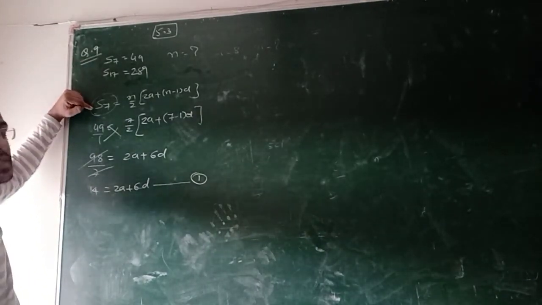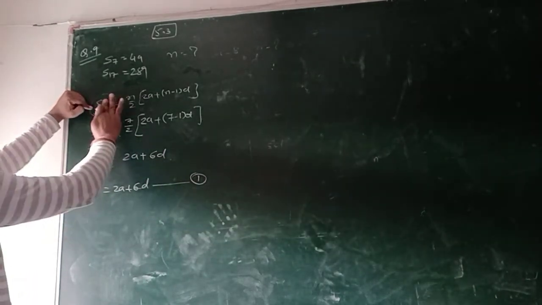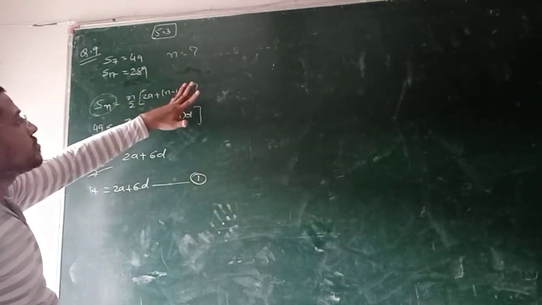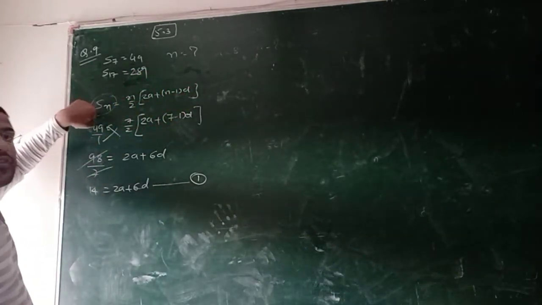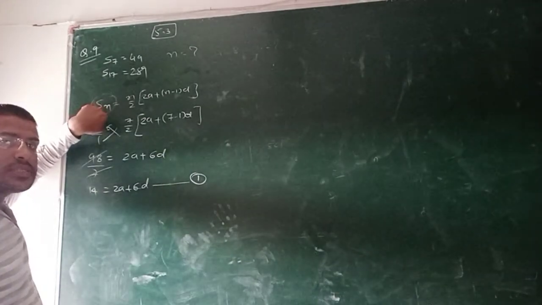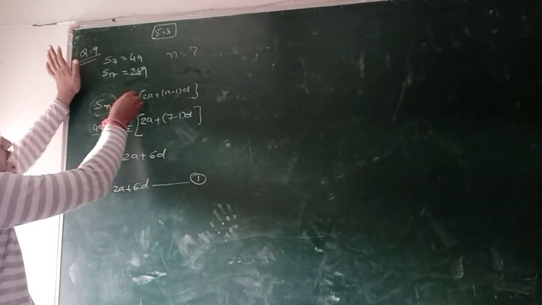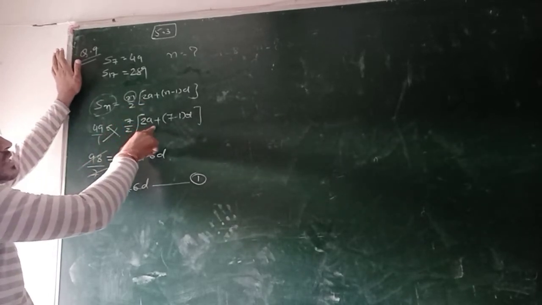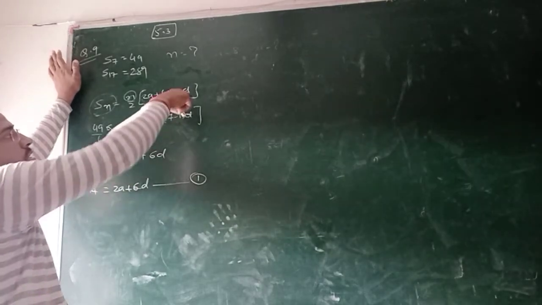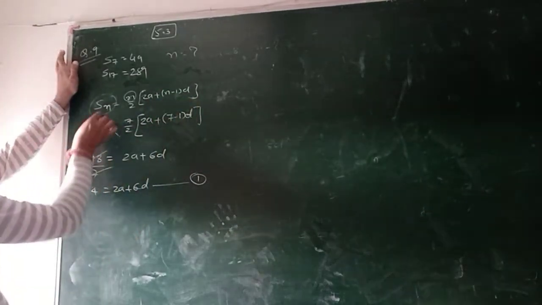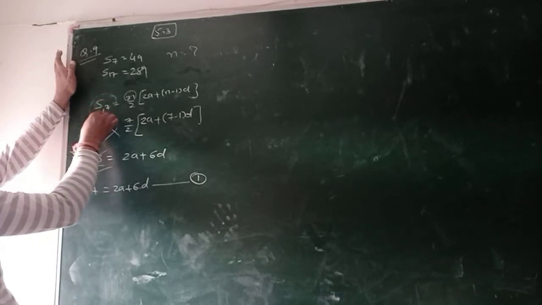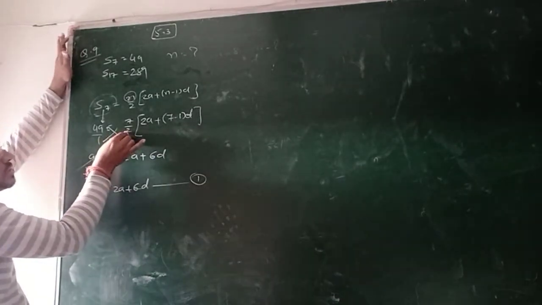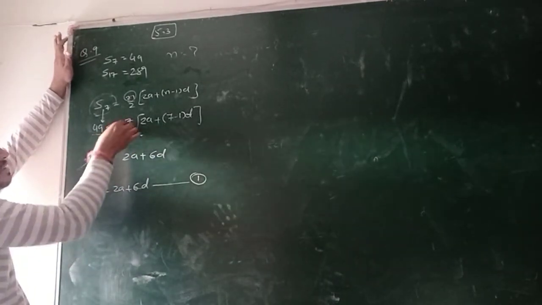So we start from S7, in the sense Sn, right? The formula is n upon 2 into 2a plus n minus 1 d. Here instead of Sn we will put S7 is equal to 7/2 into 2a plus, in place of n, 7 minus 1 d. So the value of S7 we have is 49, right? Now what will we do next? Cross multiplication: take 2 up, 49 into 2, and bring 7 down.